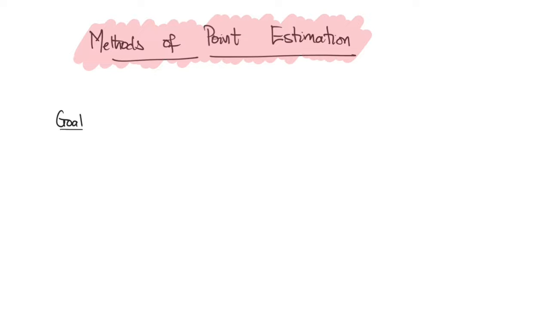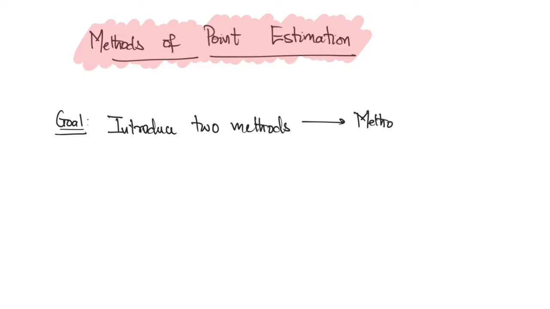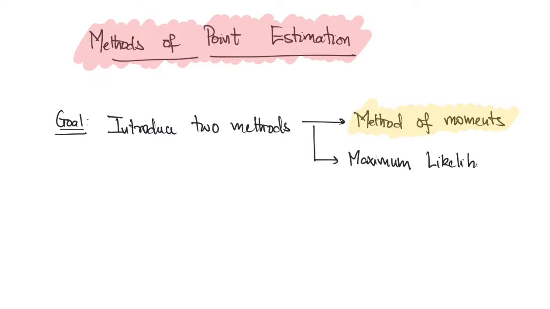In today's video, we will talk about methods of point estimation. The basic goal would be to introduce two methods. The first method would be the method of moments, and the second method would be a more widespread technique, which is known as the maximum likelihood estimation.